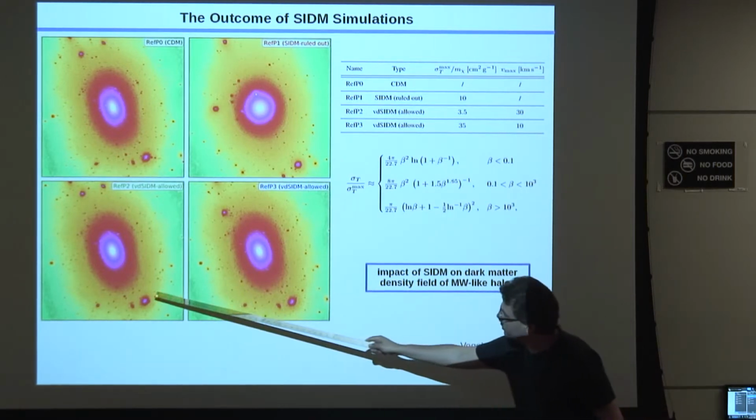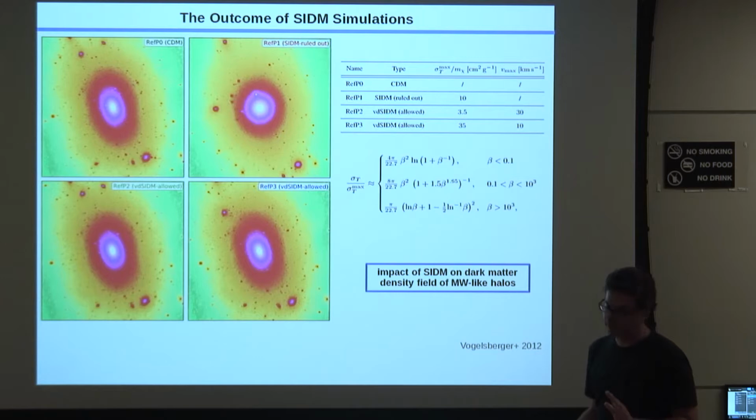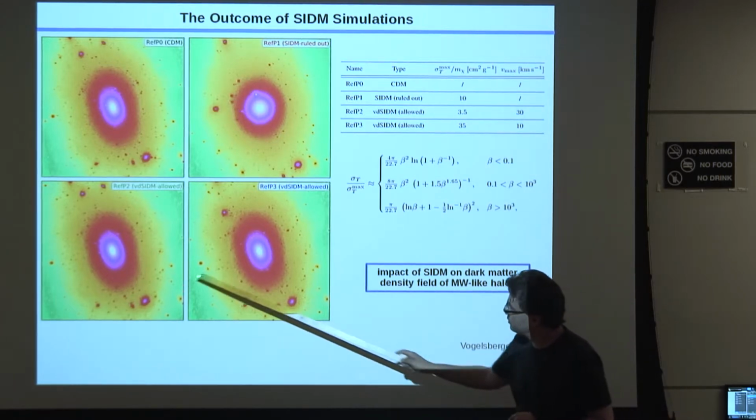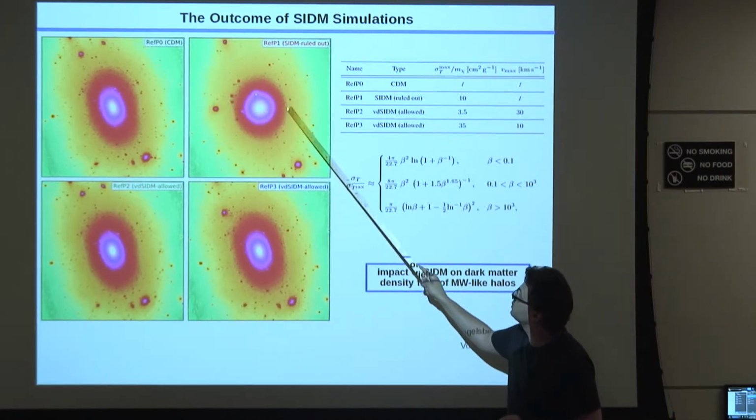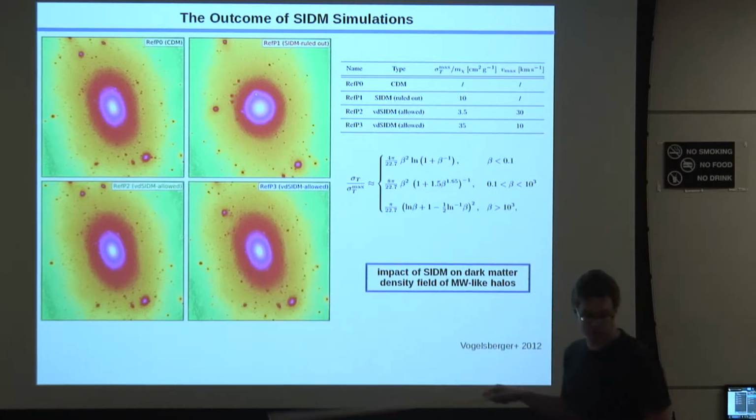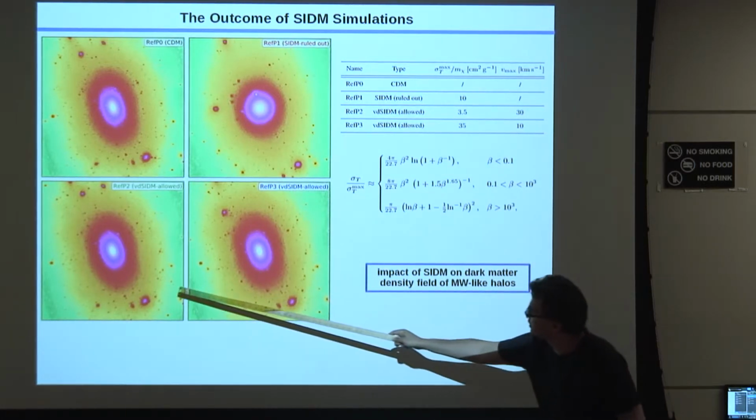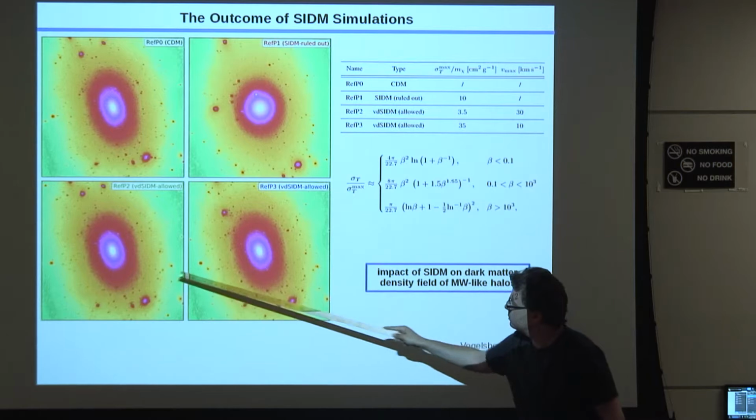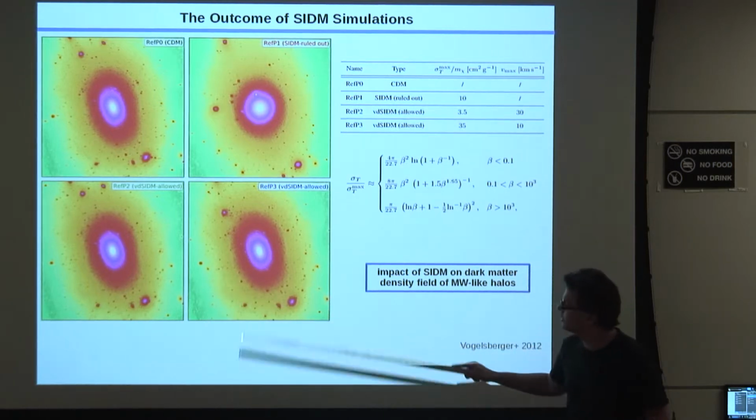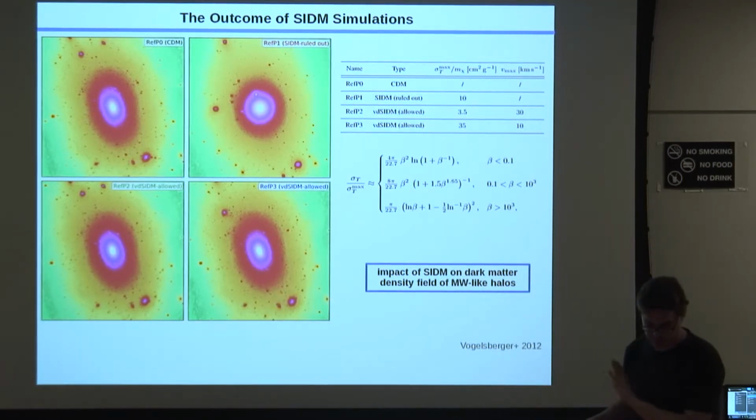And these other two models are also SIDM models, but they are still within observational bounds. So this model is essentially ruled out. It's just the extreme case to show you what it does. The other two are still allowed. And if I make comparisons to observations, I will mainly talk about these two models here.